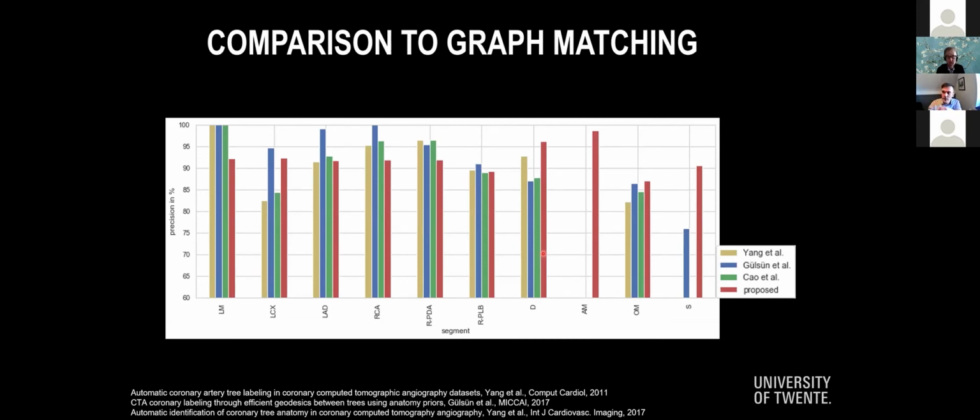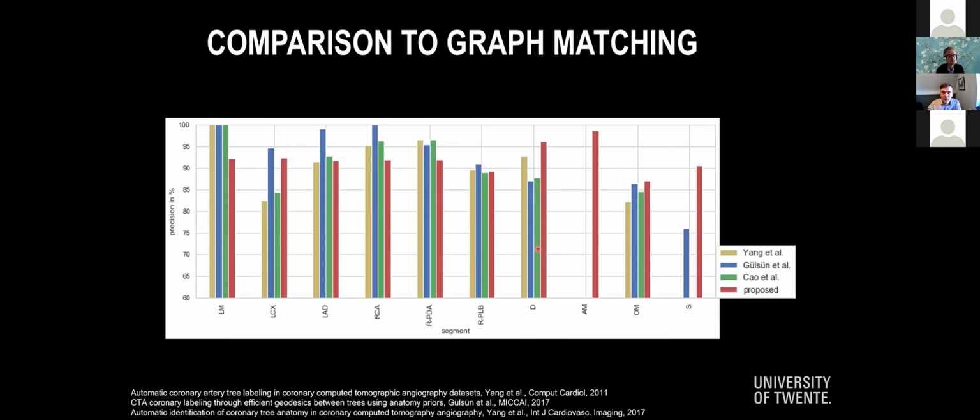So in red you see the proposed method, and in yellow, blue, and green you see the previous works, where the y-axis shows the precision or the positive predictive value, which means that, for example, for the left main, the graph neural network was maybe a bit overly optimistic and assigned that label sometimes incorrectly, whereas it did quite well for the LCX and for the diagonal branch, for example.